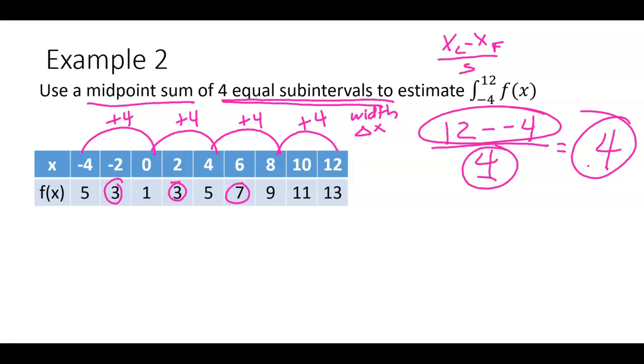Well, it's always the y value, the height that's in the middle. So here's a rectangle, right? That's the height that's in the middle. That's the midpoint of your rectangle. That's the height that we care about. And so the next one would be from 0 up to 4. The midpoint for that one would be 3. The next one would be from 4 up to 8. The midpoint for that one is there. The last one would be from 8 to 12, whose midpoint is there. So those are our heights.